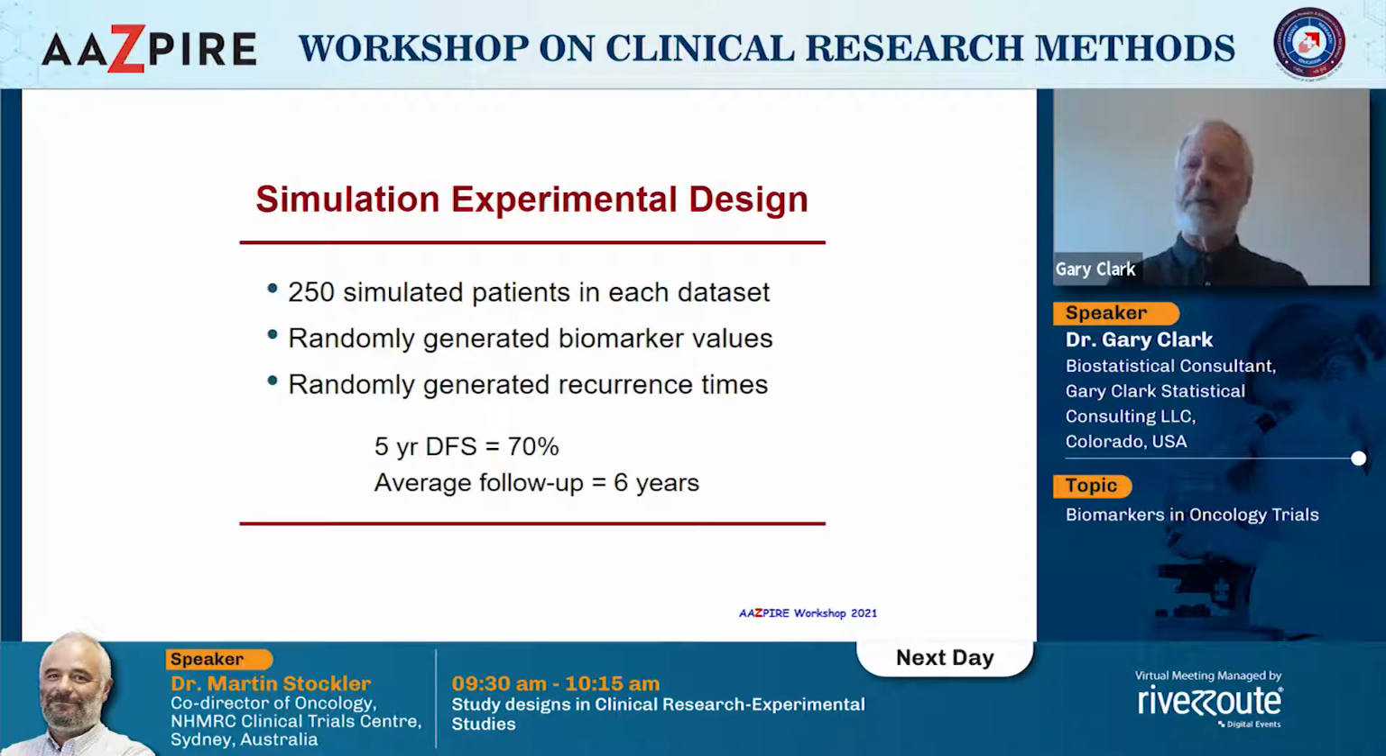She was a statistician like me, so she didn't treat patients, but instead she made them up. Using the computer, she generated clinical studies of about 250 patients in each study, randomly generated some biomarker values, randomly generated some recurrence times such that the 5-year disease-free survival was around 70%, with an average follow-up of about 6 years. We used these criteria because we came across quite a few papers in the literature around that time that were roughly sized and had the same type of population of breast cancer patients.